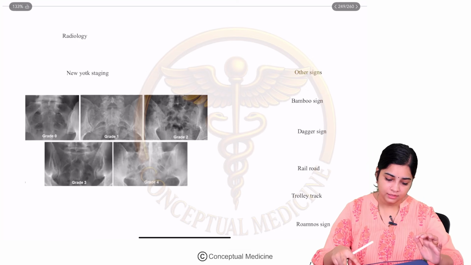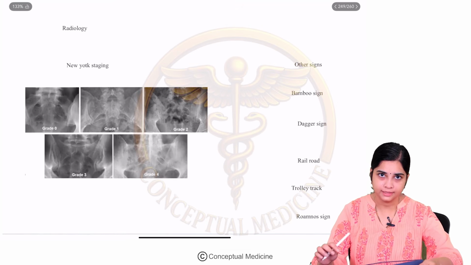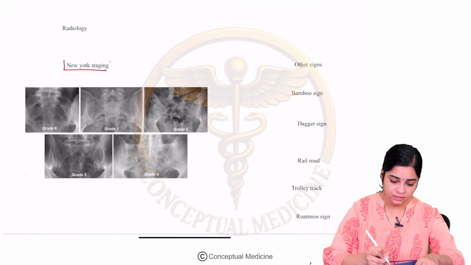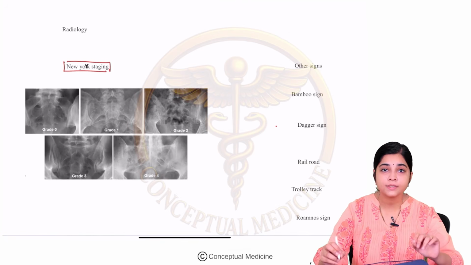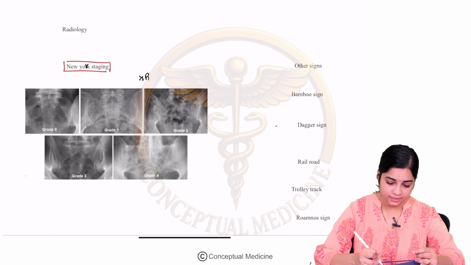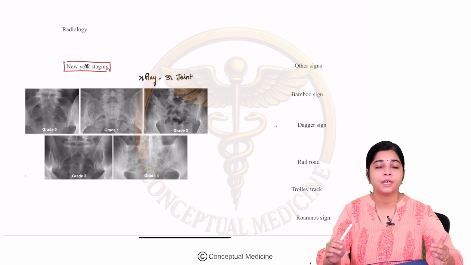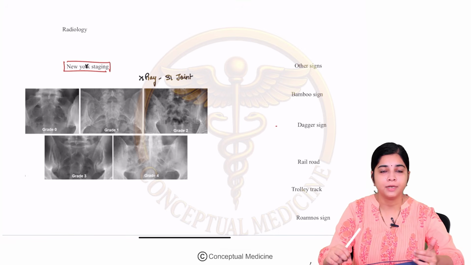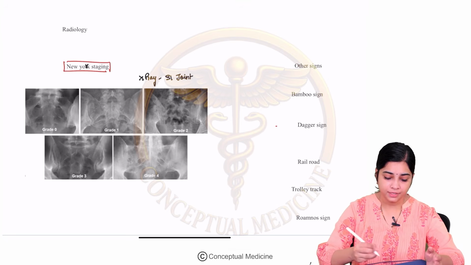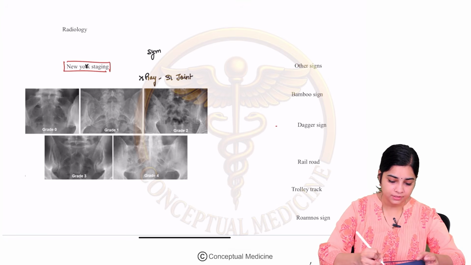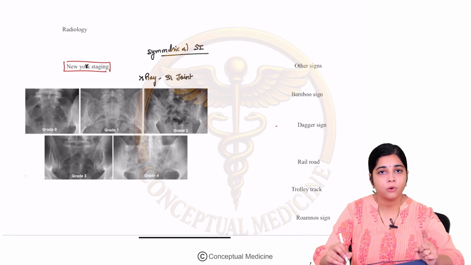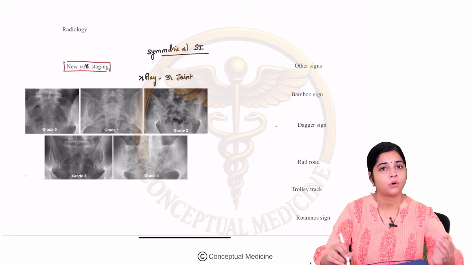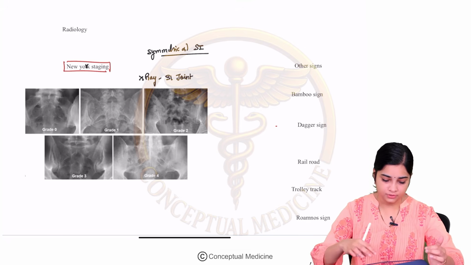Now let us look at the radiological signs more in detail. We had briefly discussed the New York staging, right? New York staging basically refers to the X-ray staging of the SI joint. So the moment you have some amount of SI joint involvement along with inflammatory back pain, predominantly if it is a symmetrical SI joint involvement, then it is more in favor of what? More in favor of axial SpA, or what we used to call ankylosing spondylitis. Clear? So that is about your New York staging.